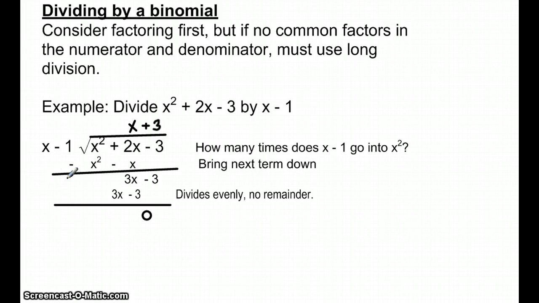Now what's really important here is to remember that you are subtracting both terms. So you're going to subtract both, and you get 3x, and then bring down the next term, which is the negative 3. How many times does x go into 3x? It goes in 3 times. When you multiply that, you get 3x minus 3, and you end up with 0 as your remainder. This divides evenly, so there is no remainder. So your answer is x plus 3.